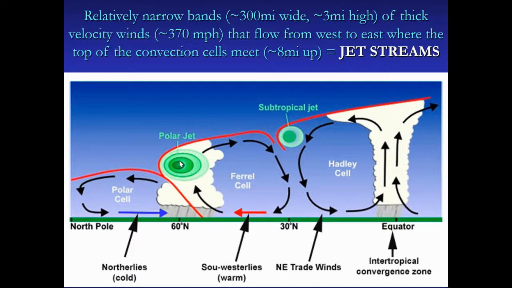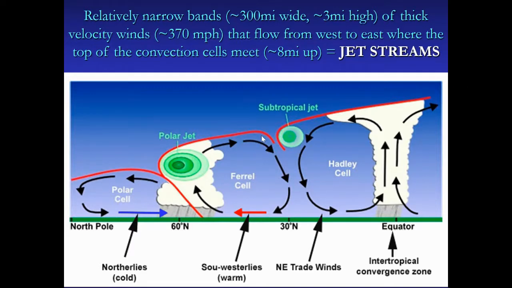So jet streams are basically relatively narrow bands or rivers of air. They're about 300 miles wide and about 3 miles thick, and their winds can be up to 370 miles an hour. I mean, they're really fast. This pressure difference is so stark that there's a very powerful force of wind moving in. And again, thanks to the Coriolis effect, it rivers around the globe in bands, and they're about 8 miles up from the surface. Okay, so these are our jet streams.